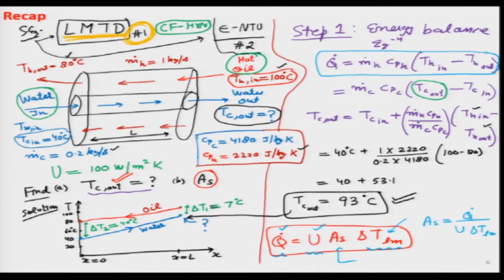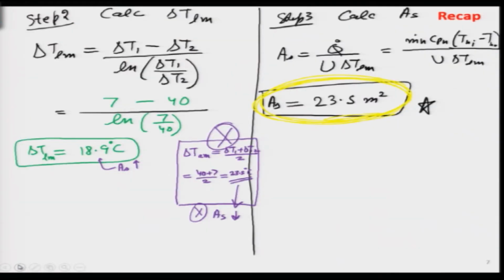So, we started off with simple steps like the energy balance, and we could obtain the water outlet temperature of 93. Then we plugged it in over here and made a nice drawing with red and blue color, so that we can get a clear picture of what exactly is happening. Step 2, we calculated the log mean temperature difference with the standard equation, and we got about 19 degrees, which we plugged into this equation, and we got the overall area of the heat exchanger as about 23.5 meters squared.